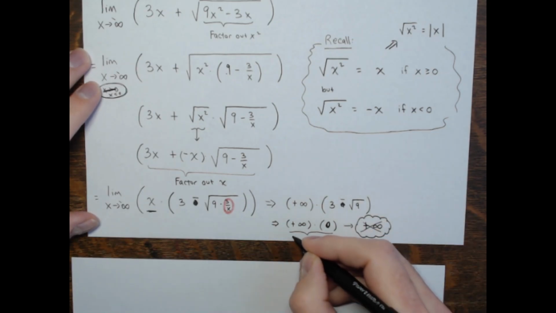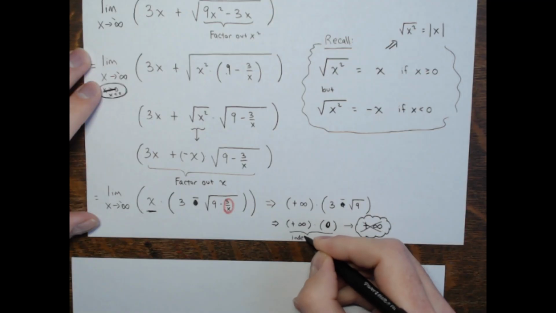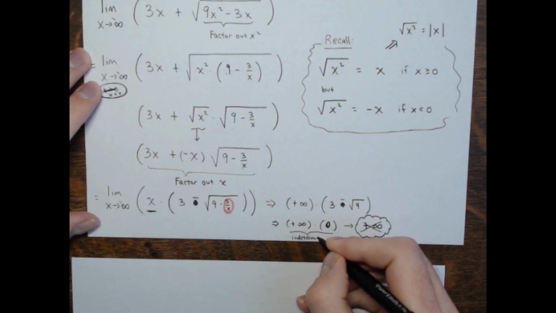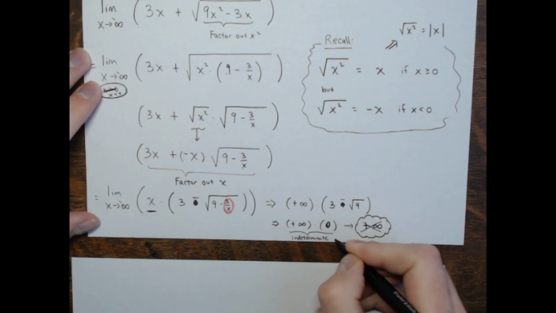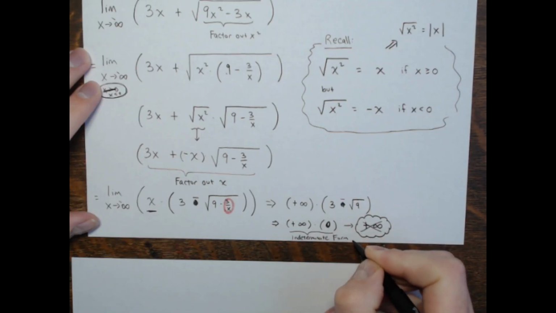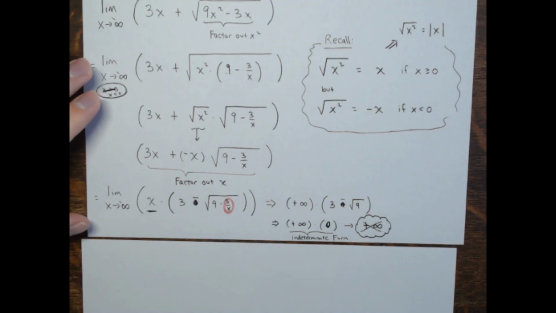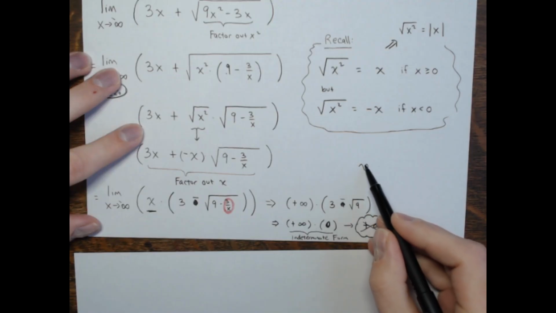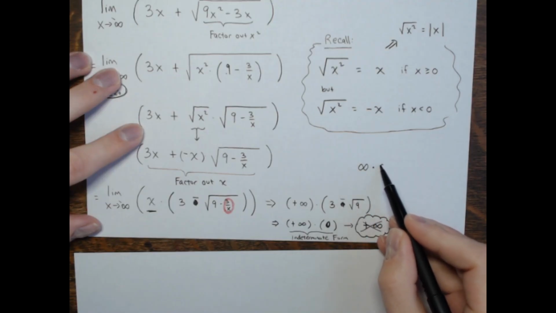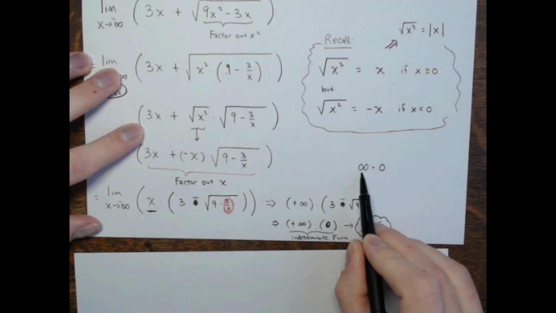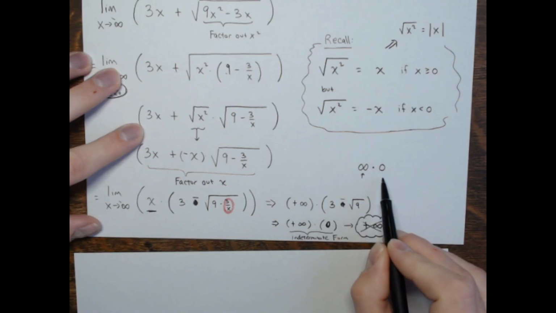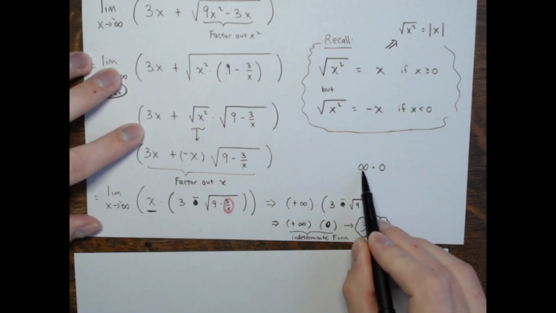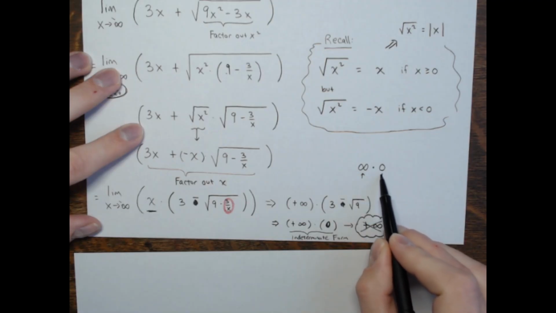So again, this is referred to as an indeterminate form. And we'll talk more about indeterminate forms for limits in section 4.8 on L'Hopital's rule. But yeah, infinity times 0. So again, something approaching infinity, something getting larger, positive, larger, negative. And this is something approaching 0, right?